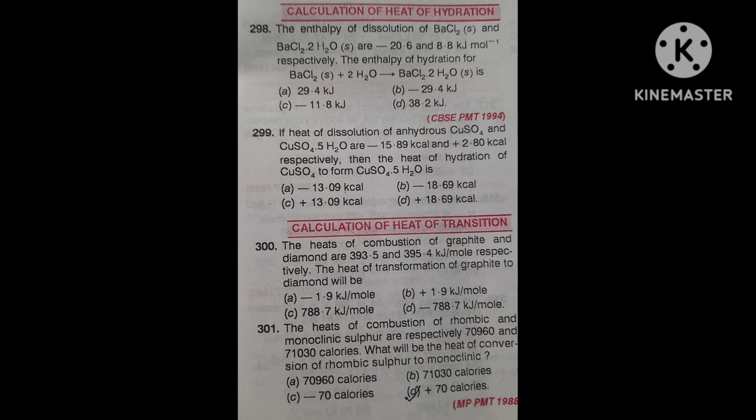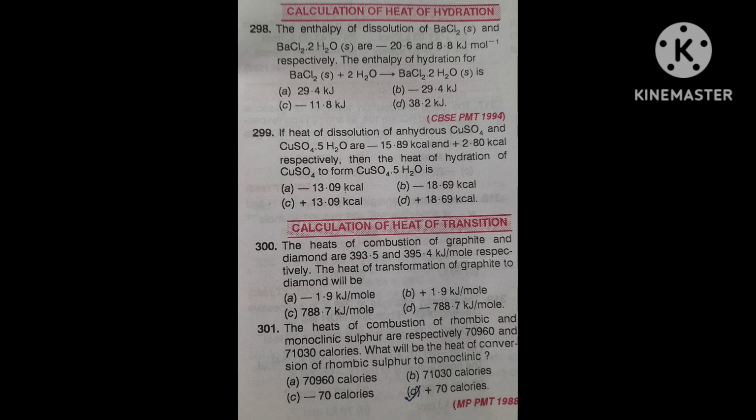Then simply equation 1 minus equation 2 gives the required result. Correct? Forget the minus sign, just think 393.5 is the first reaction with graphite, and for diamond 395. What is the difference? The difference is plus 1.9 kilojoule. This is the heat of transformation of graphite to diamond.